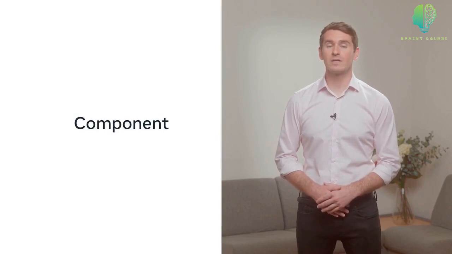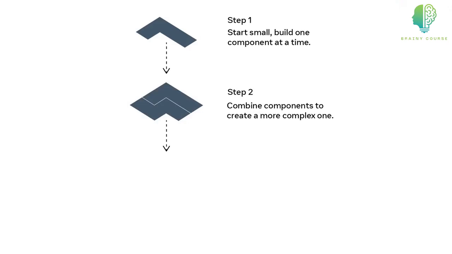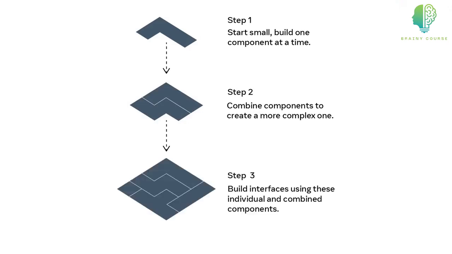Let's explore how you build a component. First, you start small and build one component at a time. Then you combine components to create a more complex component. And finally, you build interfaces using these individual and combined components.